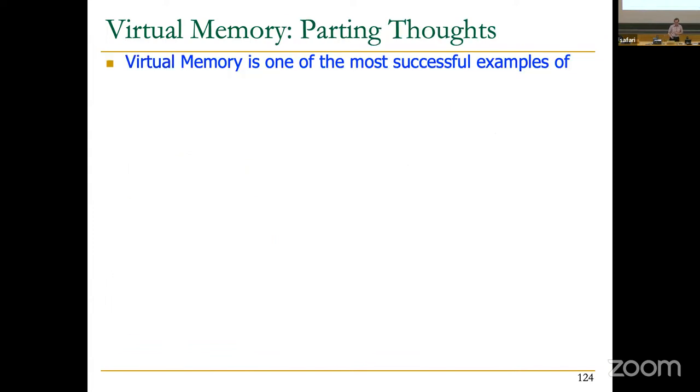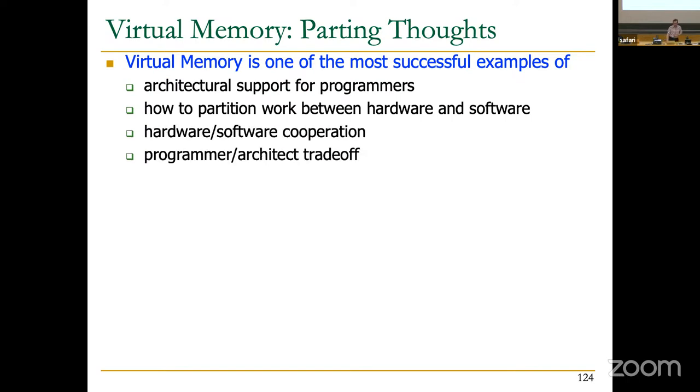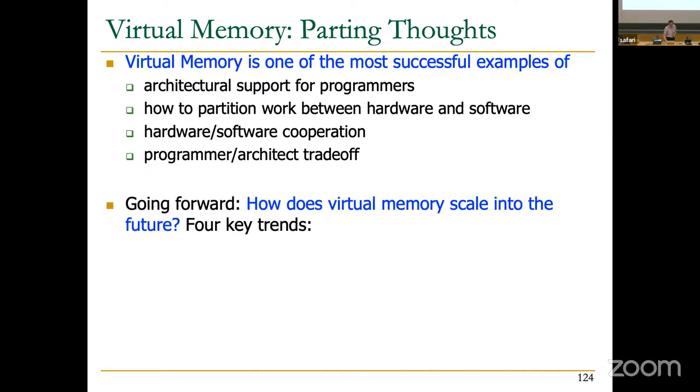Okay, so regardless of all of its shortcomings, virtual memory is actually one of the most successful examples of architectural support for programmers. How to partition work between hardware and hardware-software cooperation in the end. And also the programmer-architect trade-off. The trade-off is made so well that we keep adding complexity to our systems so that we ensure that programmers don't know about what's going on, right? So in that sense, it's not a good deal for the architect, let's say, but it's a great deal for the programmer.